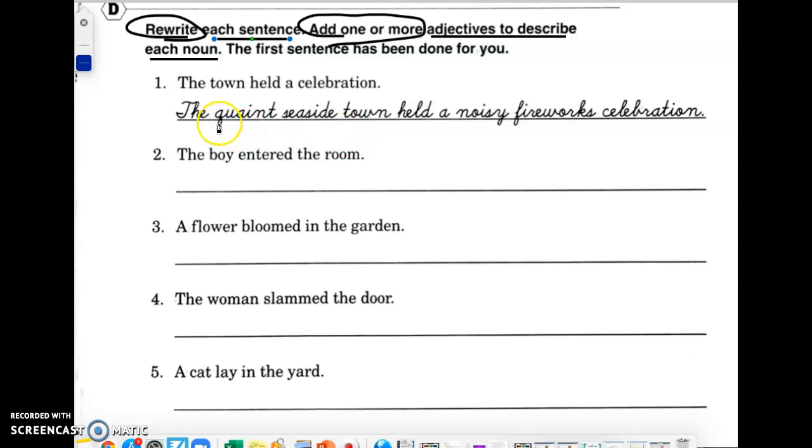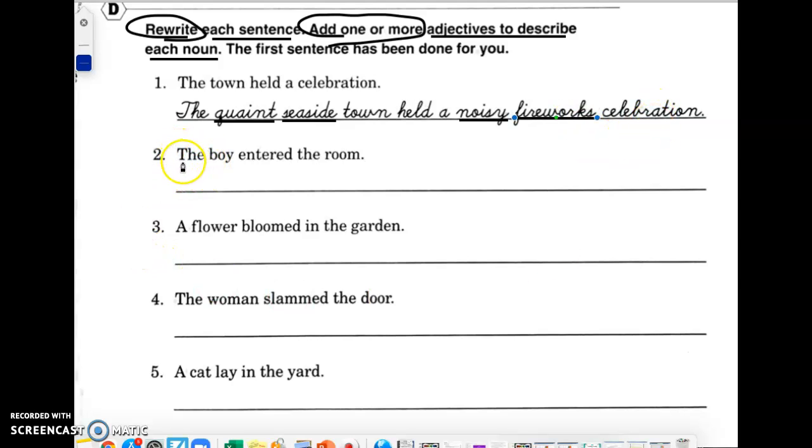Okay, so in this case, we talked about how it was quaint, it was tiny and cozy. That town is by the sea. It's a seaside town. So that's another adjective describing the word town. Now, what kind of celebration do we have? Well, we have a noisy one that also has fireworks. Noisy fireworks celebration. Those two adjectives help describe the word celebration.